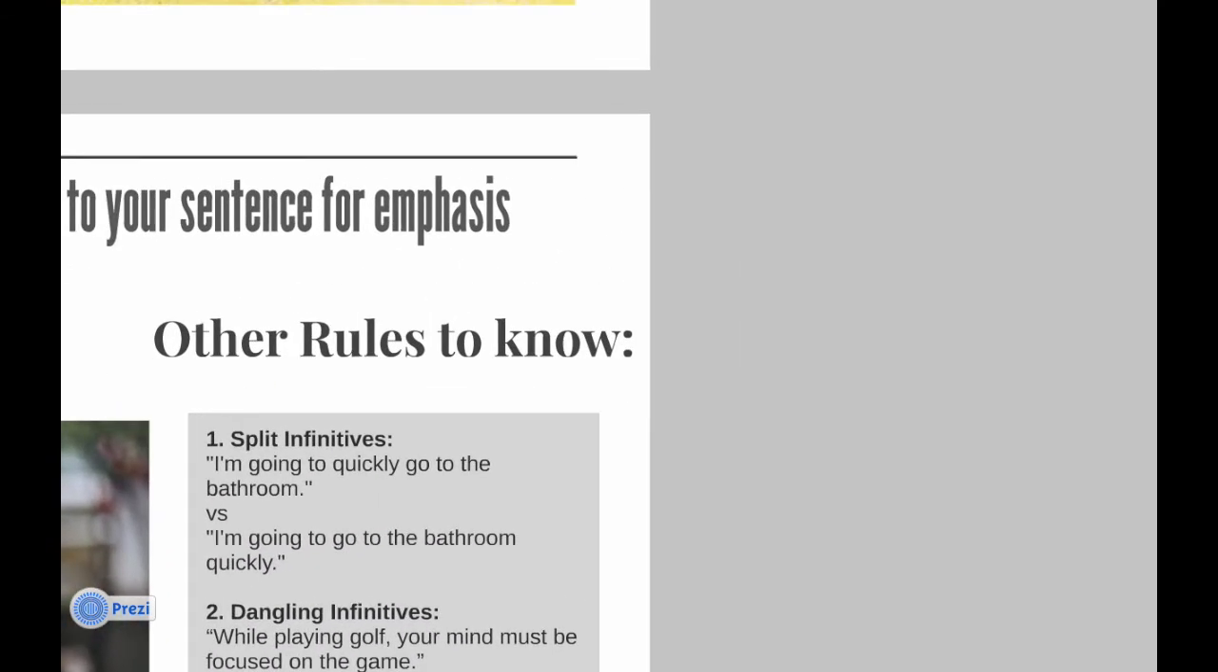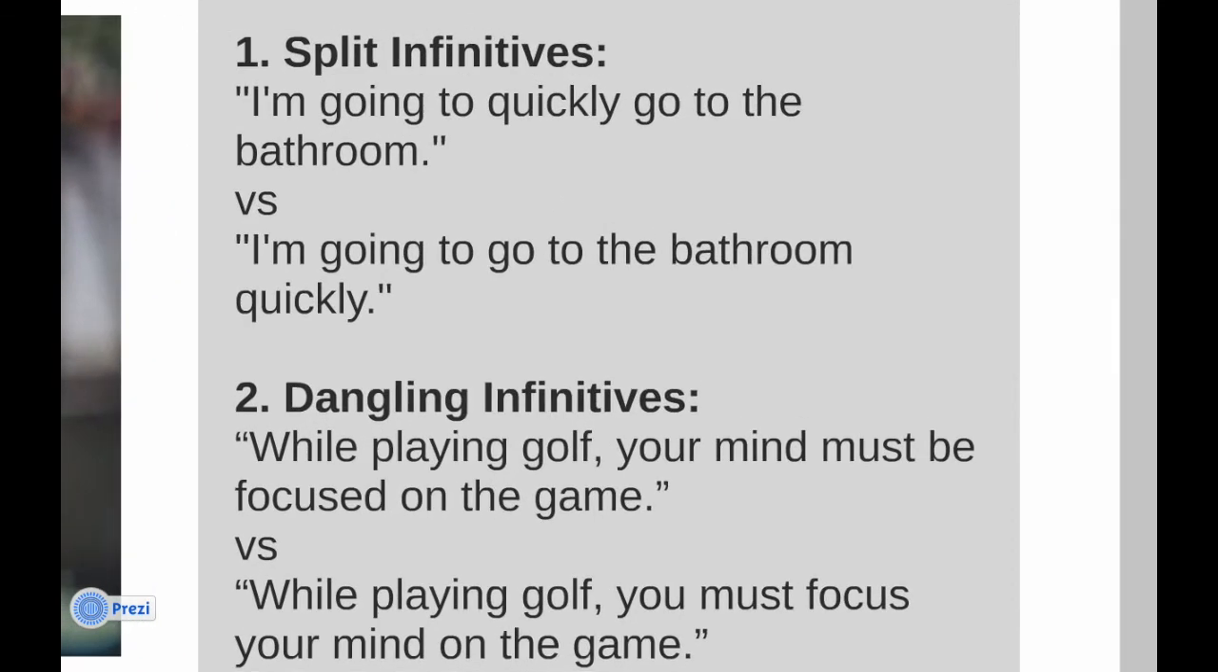In addition to these larger scale adverb placement rules, there are a few smaller rules to help you best arrange your sentences. For example, in order to keep your sentences as clear and concise as possible, avoid split infinitives. Instead of saying, I'm going to quickly go to the bathroom, you would say, I'm going to go to the bathroom quickly. This lets you use fewer words to say the same thing.